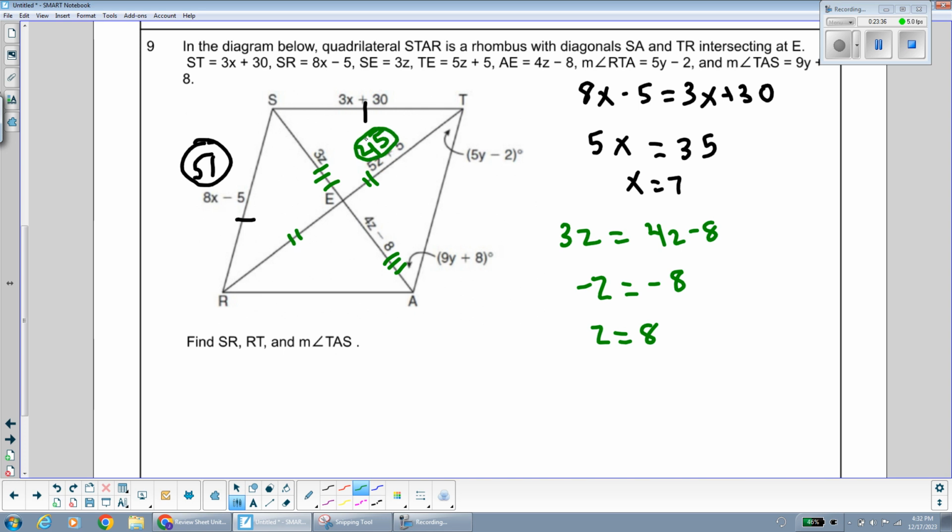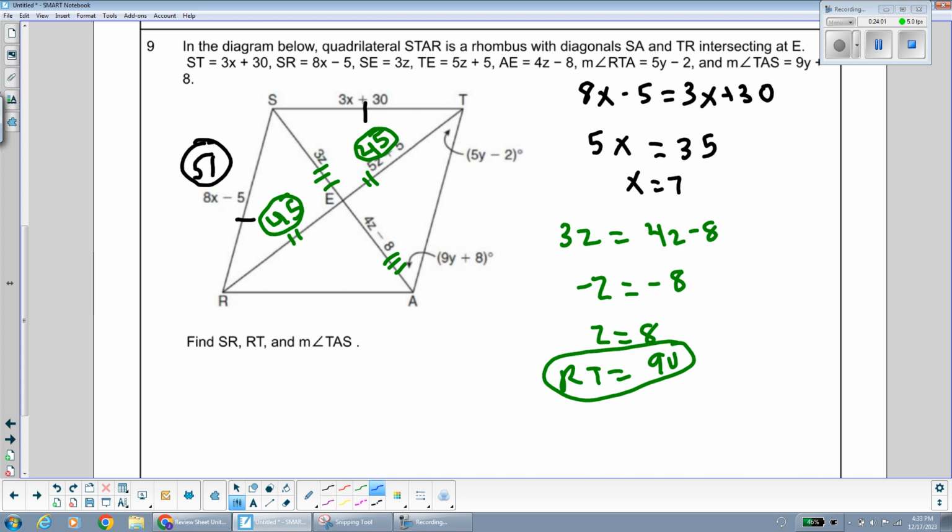And then since the diagonals bisect each other, this half of that diagonal RT should also be the same. And then adding them up together, 45 plus 45 is 90. So I'm going to write that here. RT is 90. That is the total length of diagonal RT. SA will not be the same length because this is not a rectangle, so the diagonals are not congruent to each other.